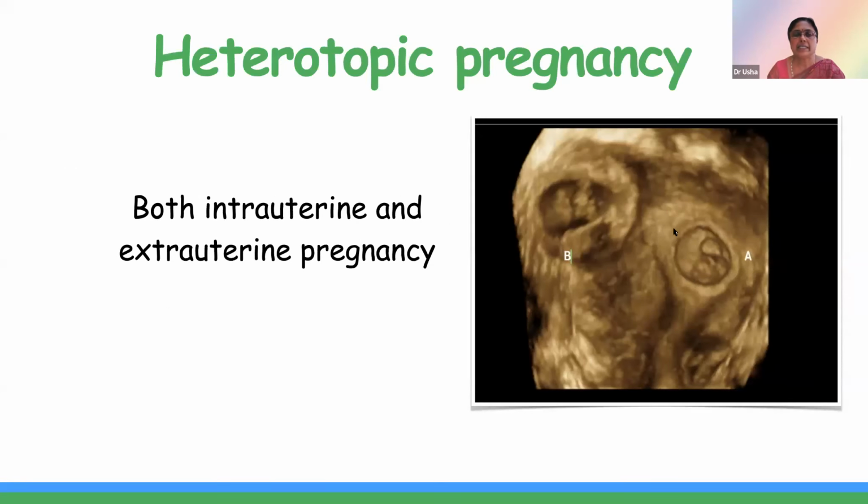So heterotopic pregnancy is a situation where we get an intrauterine pregnancy as well as an extrauterine pregnancy. So here we can see one sac inside and one outside the endometrial cavity. This heterotopic pregnancy is very rare in natural conception, but as the use of assisted reproductive techniques is increasing, we are also seeing more and more heterotopic pregnancies.